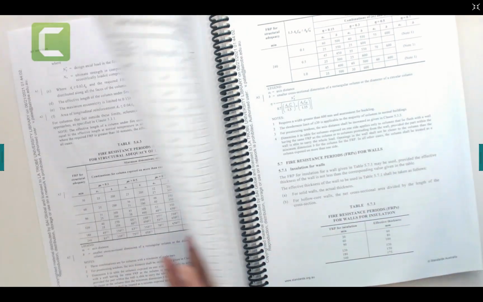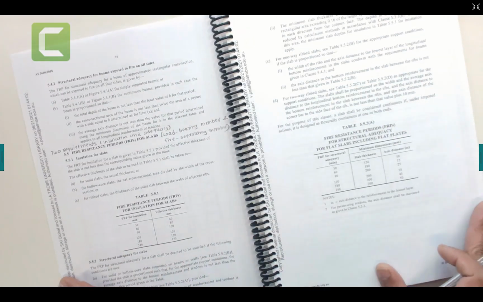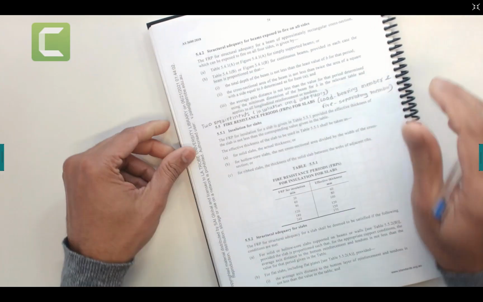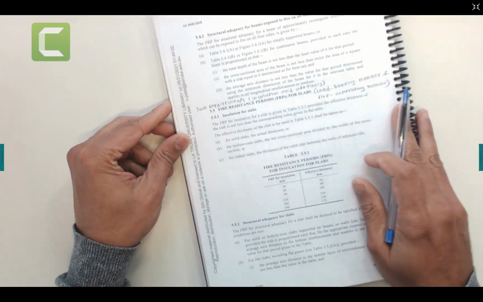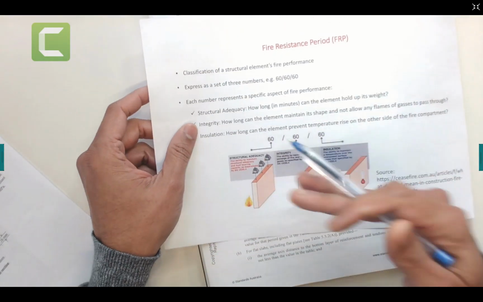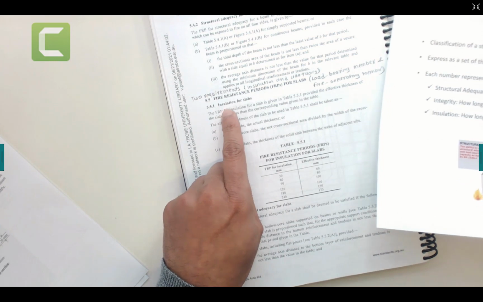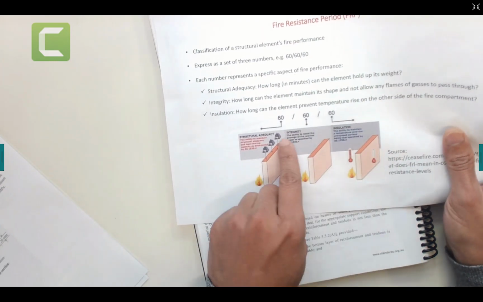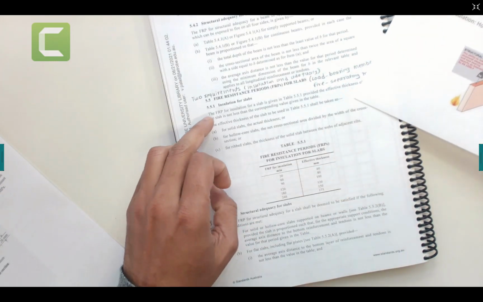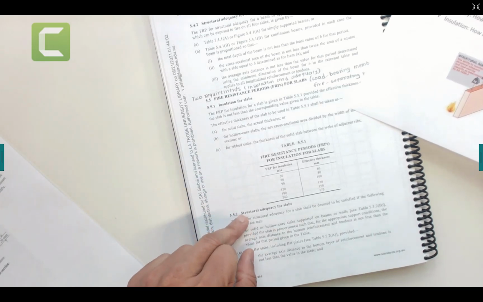Let me find the clause for the slabs. Here you go. So that is the clause for the slabs, the fire resistance period for slabs. Now, as I mentioned, slab is like a wall. Slab is like a wall. Now it has structural adequacy, and it has insulation. It does not have integrity that we need to satisfy. It has insulation and structural adequacy, as you can see.